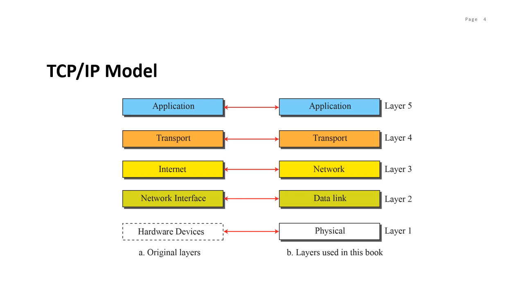So the hardware devices are considered as a layer, and the 5 layers from layer 1 are the physical, data link, network, transport, and application layers for layer 5.